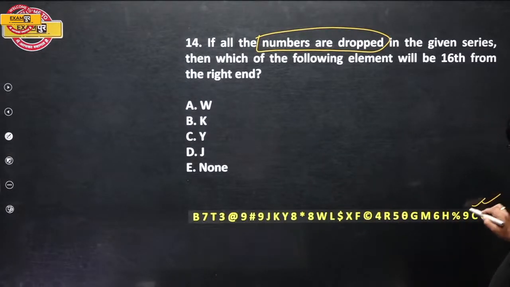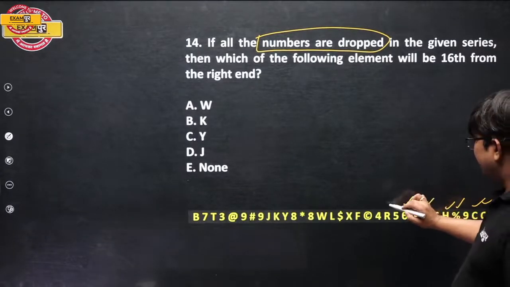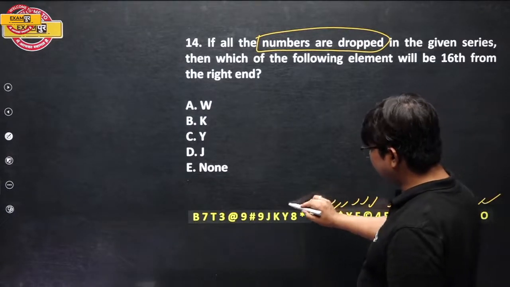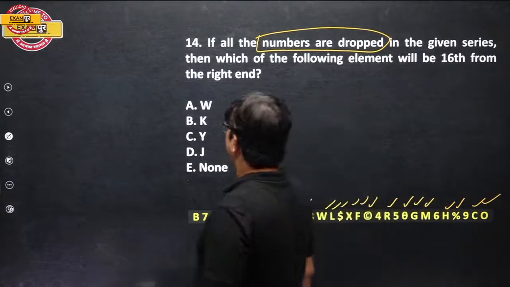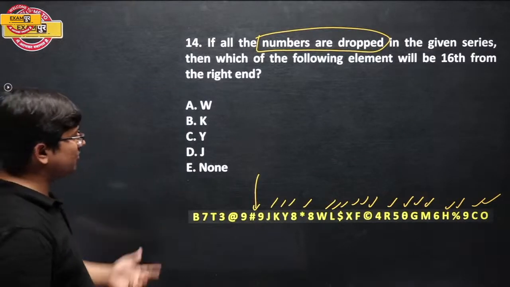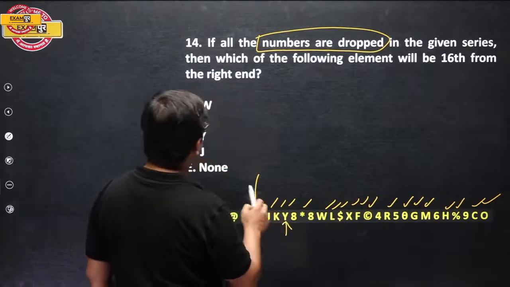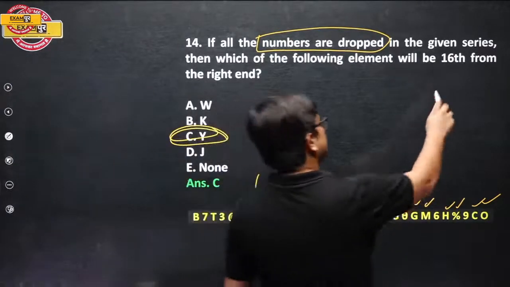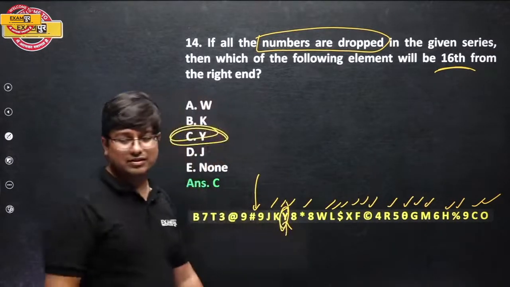1, 2, 3, 4, 5, 6, 7, 8, 9, 10, 11, 12, 13, 14, 15, 16, 17, 18 and 19. Okay, 19. Let me again check if I have done some mistake. Sorry, 16th from the left. I have done 19th. So 18, 17 and 16. It is Y. I have counted 19, actually I had to count 16. So this is 19, 18, 17 and 16. This is the right answer.